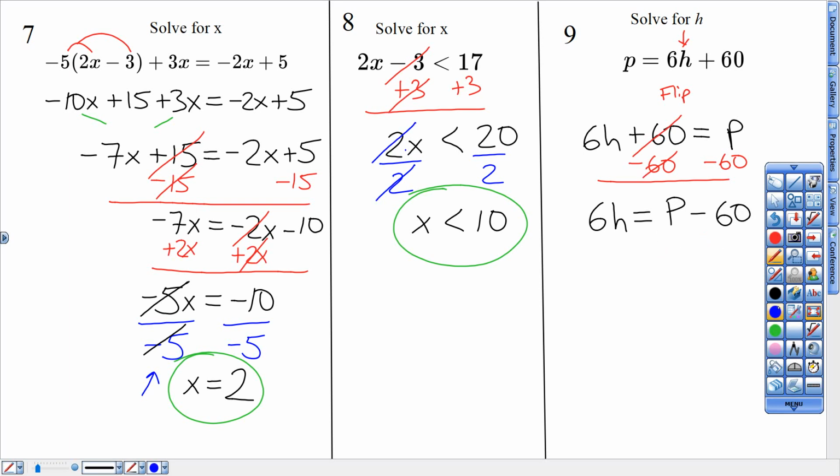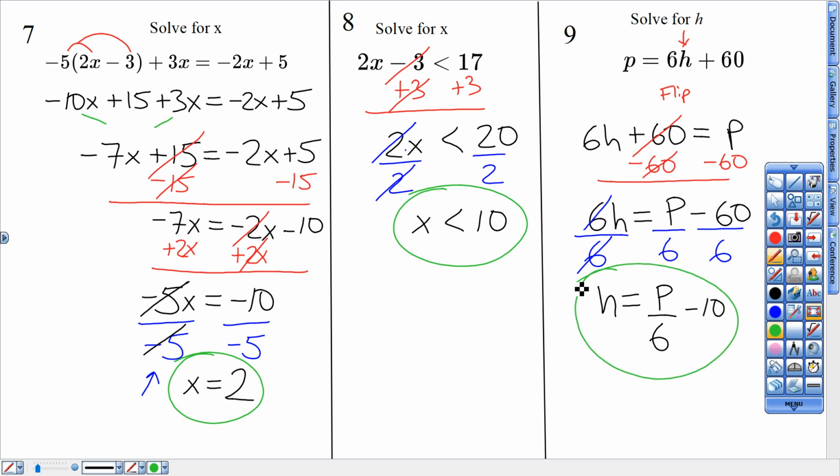And then my last step, dividing by 6. Everything dividing by 6. So I'm dividing this by 6, and that gives me just plain old h. I'm dividing this part by 6, and I just write that p over 6. And then the tricky part, I'm dividing this negative 60 by 6, and that gives me negative 10. So be careful with that one.